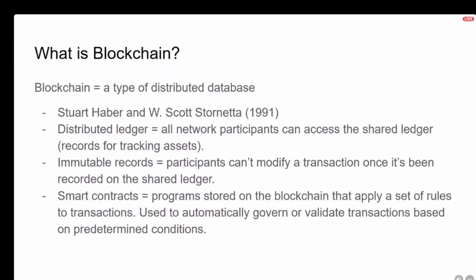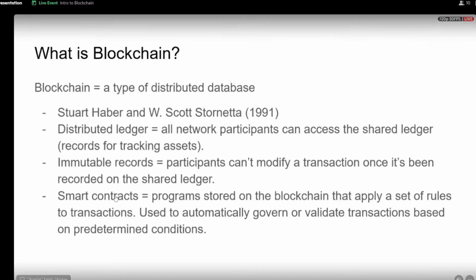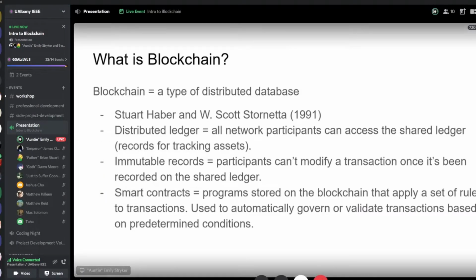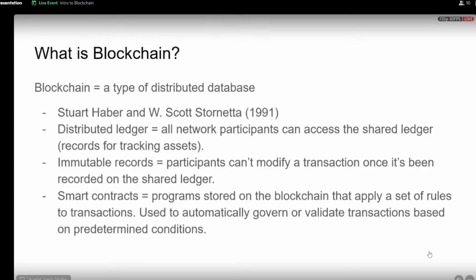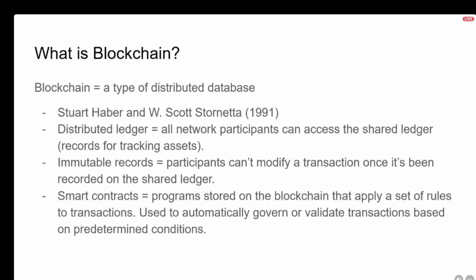So what is blockchain? At its very basic level, blockchain is a type of distributed database. Users on the blockchain network all have access to a type of distributed ledger. It's a single shared ledger that all network participants can access, and it basically just keeps records of transactions that occur on the network.